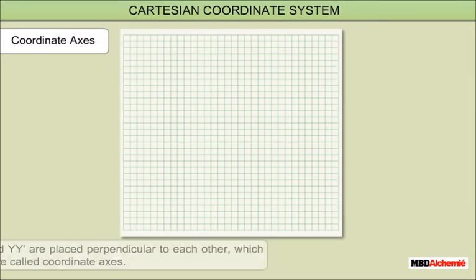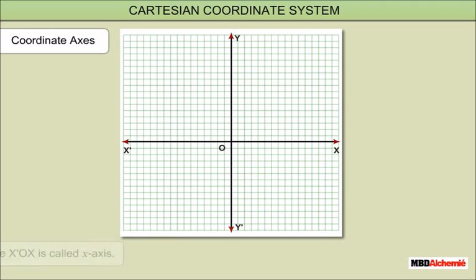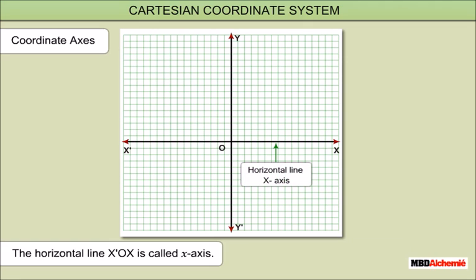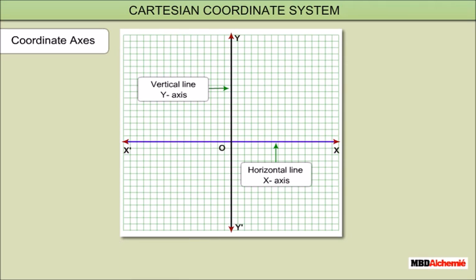Coordinate axis. Two number lines X'X and Y'Y, placed perpendicular to each other, which intersect at the point O, are called coordinate axis. The horizontal line X'OX is called the x-axis. The vertical line Y'OY is called the y-axis. The two lines X'OX and Y'OY together are called coordinate axis.